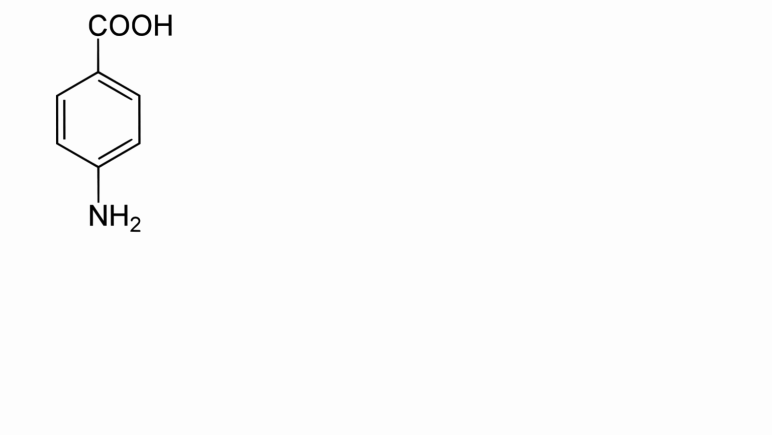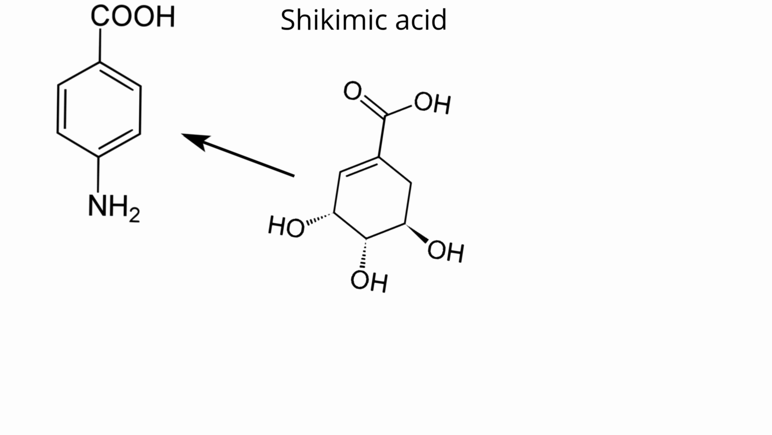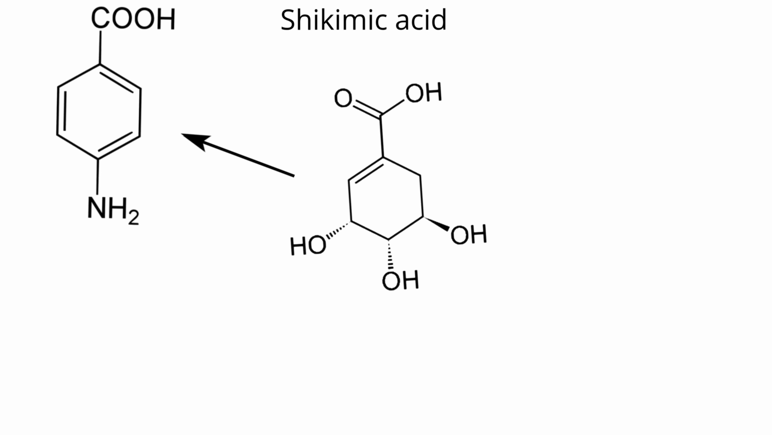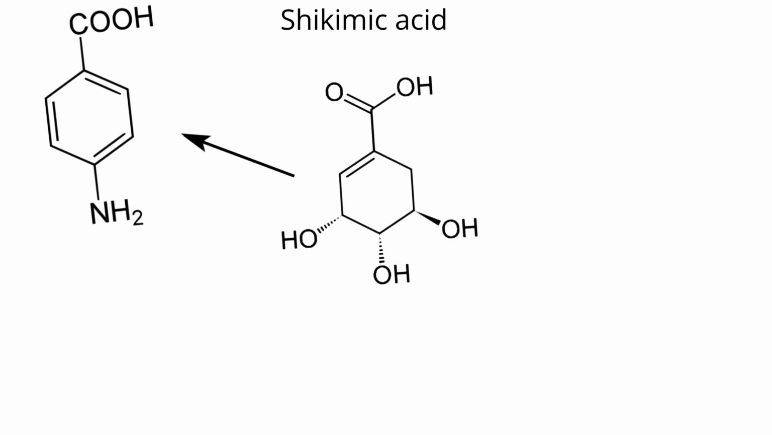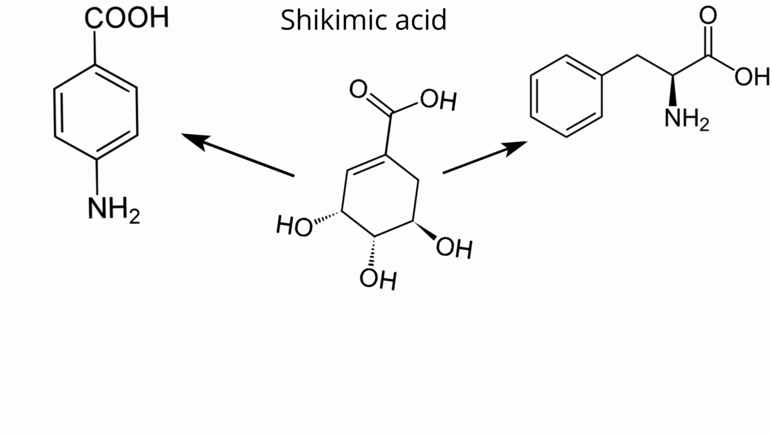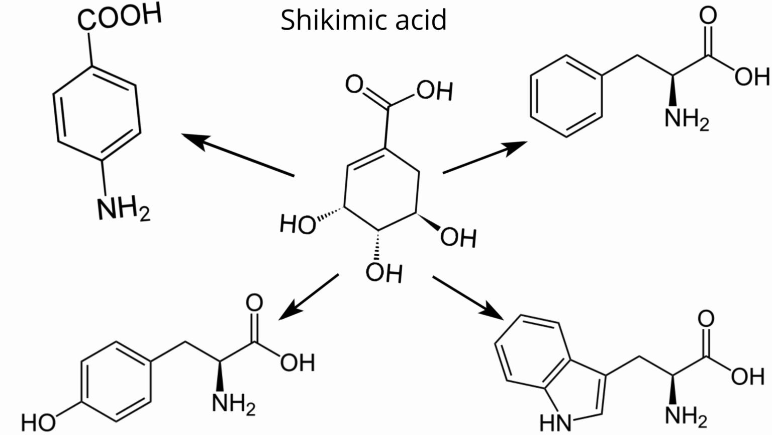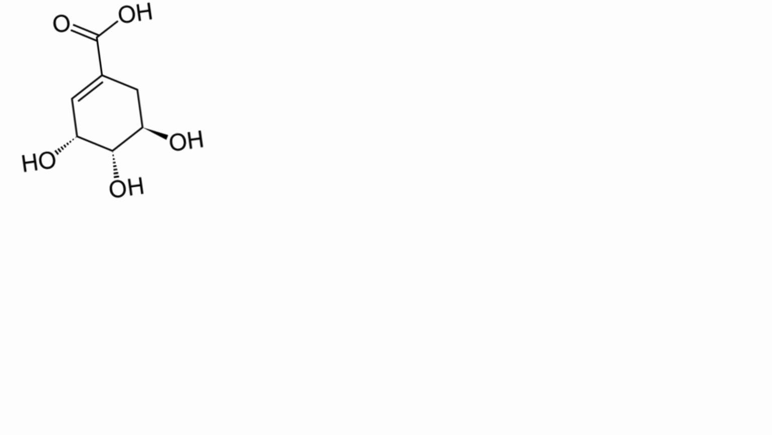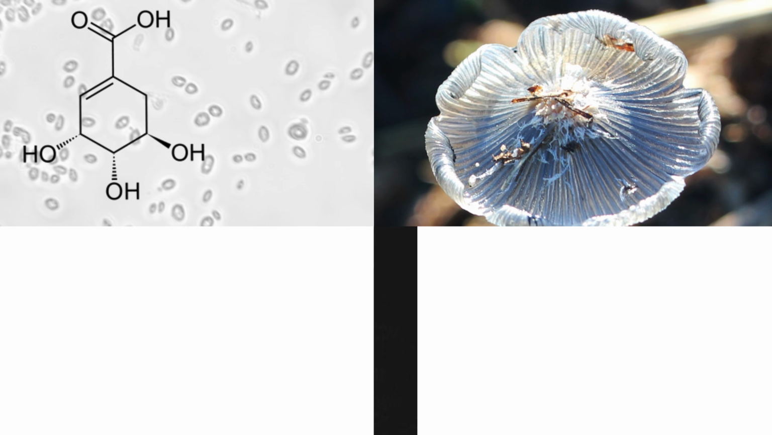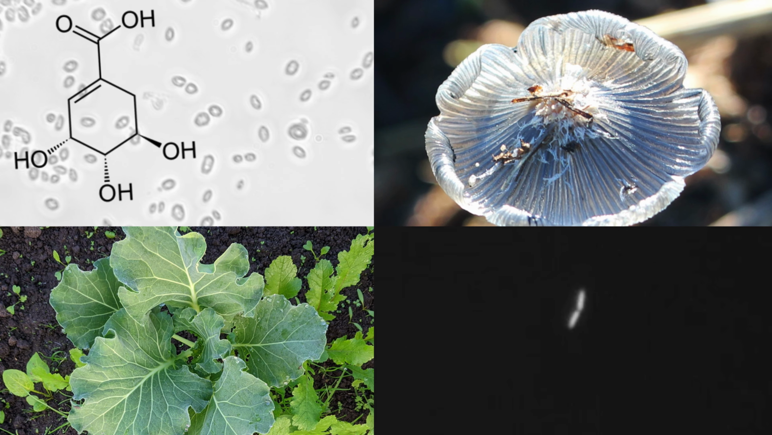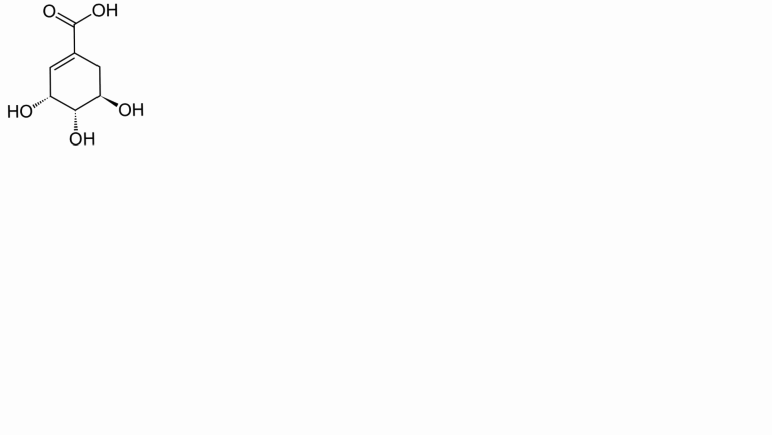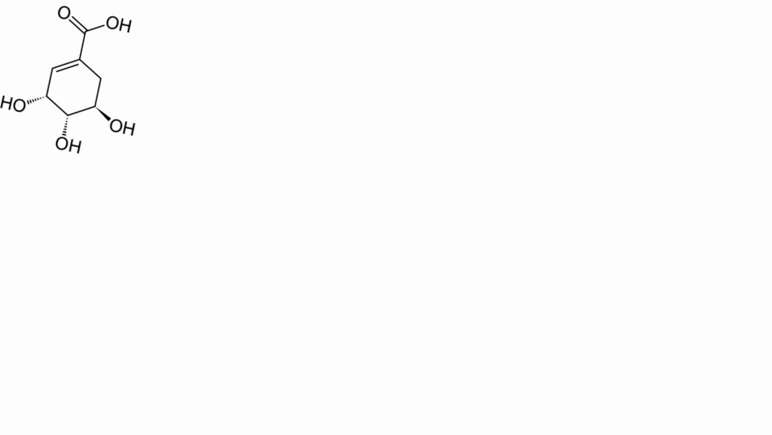PABA, produced naturally, comes from the shikimic acid pathway. This pathway is also involved in the synthesis of some amino acids such as phenylalanine, tryptophan, or tyrosine. The shikimic acid pathway is found in yeasts, other fungi, bacteria, or plants, not in mammals. But how does shikimic acid turn into PABA?